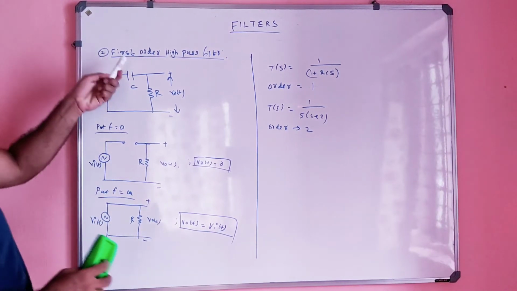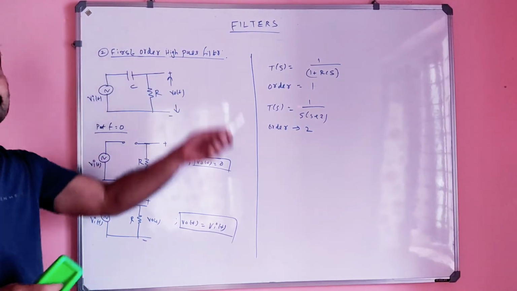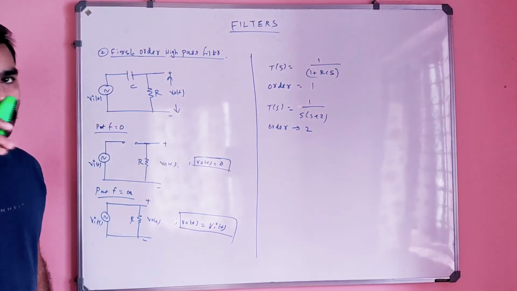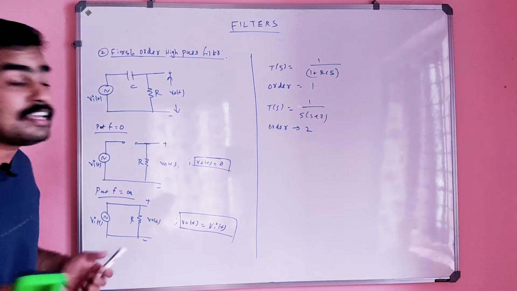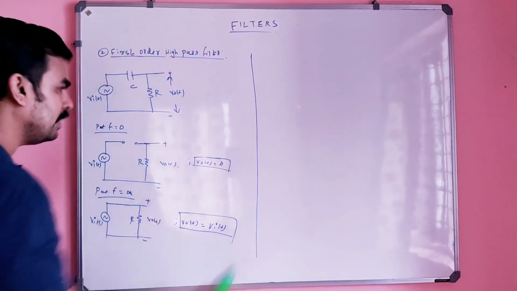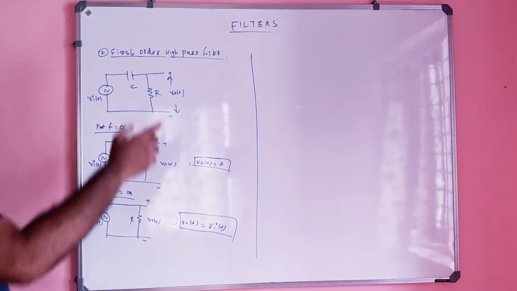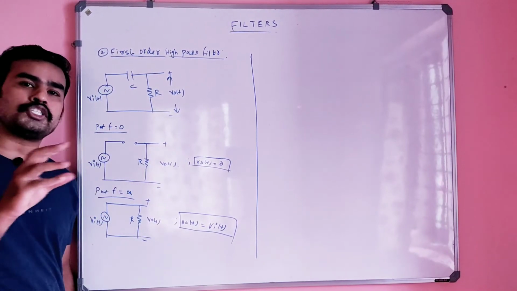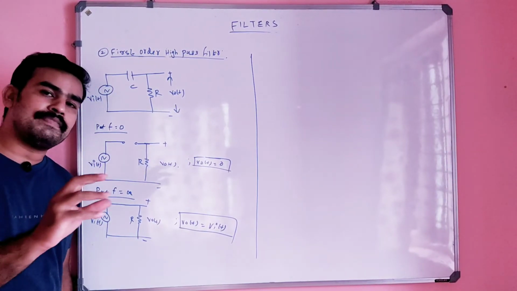So the name first order high pass or first order low pass means order is equal to 1. What is the physical meaning of order? I said that order is nothing but the presence of S, right? The presence of S is the order.